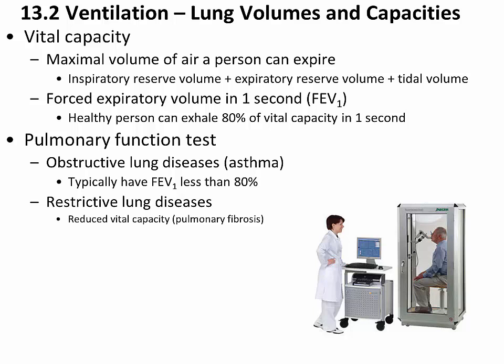A different test is the forced expiratory volume in 1 second, known as an FEV1. In this particular case, what we see is that a healthy person can exhale about 80% of their vital capacity in 1 second. And so what we're interested in is the ratio between the FEV1 and the vital capacity. In obstructive lung diseases, in which the airways of the lungs are obstructed, such as in asthma, people typically have a reduced FEV1. It's somewhat below 80%.